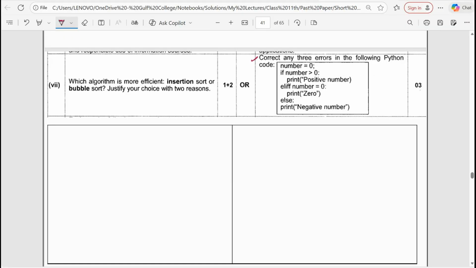Next, correct any three errors in the following Python code. Number equal to 0. Here they have put a semicolon, which is not allowed. You should write number equal to 0. Next, if number greater than 0, colon, then print, you have to write positive number in quotes. I just want to highlight the error. This is the second error, because here the double quotation was not closed.